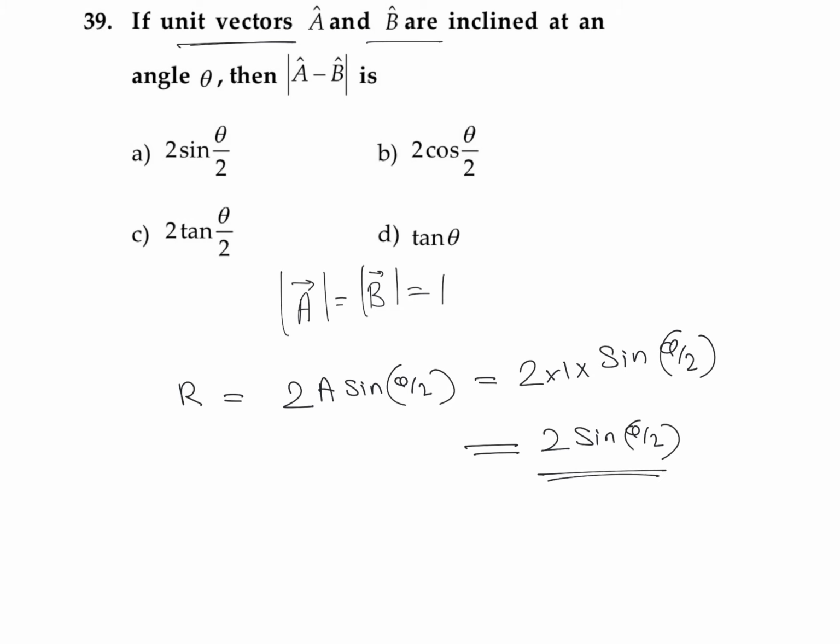So remember the equation for subtraction and addition when the magnitudes of two vectors are the same. If the magnitudes of two vectors are the same, the equation for addition is 2A cos theta by 2, and for subtraction it is 2A sin theta by 2.